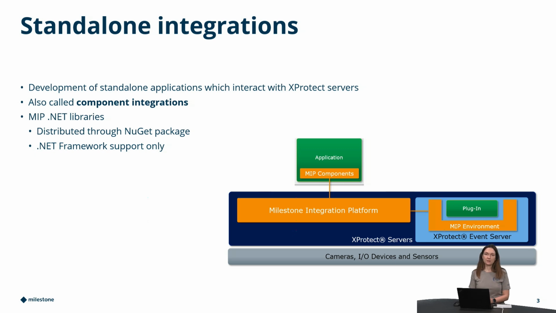When you look at the MIP SDK documentation page, you will often see that we refer to the standalone integrations as the component integrations. The reason for doing that is because those type of integrations use MIP components to communicate with Milestone Integration Platform. Those components are being distributed by a NuGet package. The NuGet package is currently only available for the .NET Framework integrations.